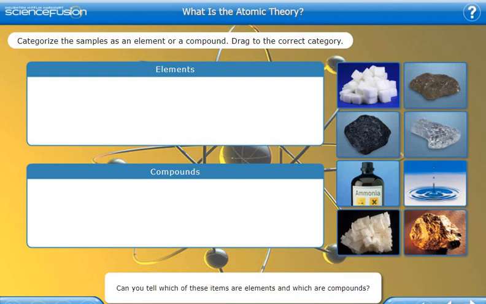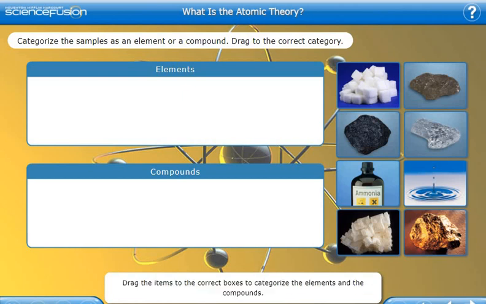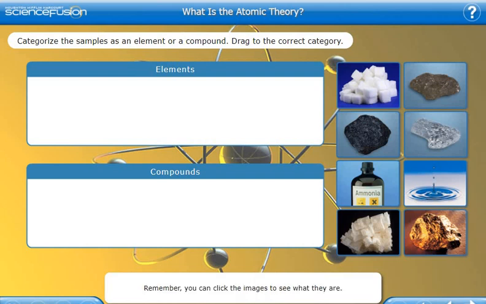Can you tell which of these items are elements and which are compounds? Drag the items to the correct boxes to categorize the elements and the compounds. Remember, you can click the images to see what they are.